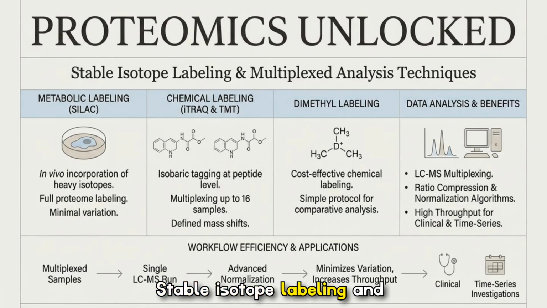Stable isotope labeling and multiplex techniques enable comparative proteomics at scale. Methods like SILEC, isobaric tagging with iTRAQ or TMT, and cost-effective dimethyl labeling each offer ways to multiplex samples, compress ratios, and improve throughput. The slide highlights how these approaches streamline workflows, reduce variation, and support clinical and time series studies.